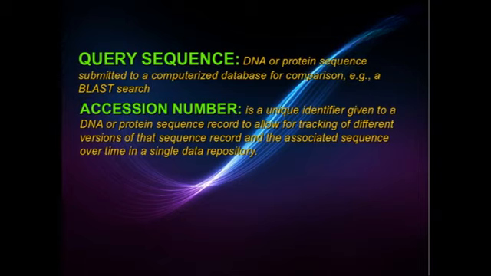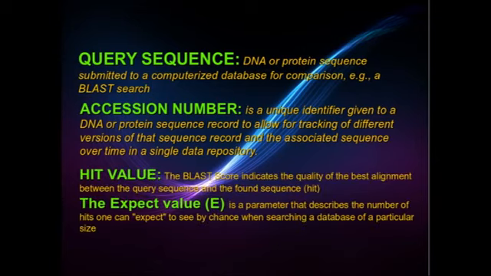Now, what this means is that an accession number is a unique number that identifies a particular sequence on the database. As soon as you submit a particular sequence to the database, the database will assign a unique number to that sequence, and that unique number is called the accession number. You can use this accession number to search for that particular sequence on GenBank or on the database.